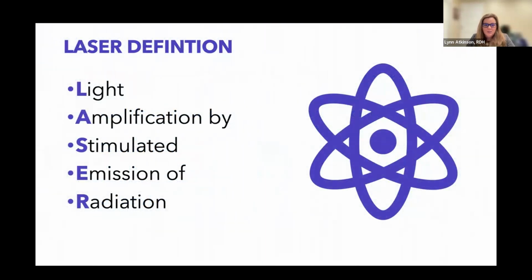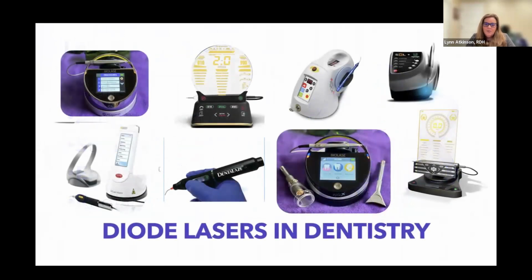Talk a little bit about lasers because you need to have the background of lasers. Laser stands for light amplification by stimulated emission of radiation. And there are several different lasers out there on the market. This is just a handful of them.